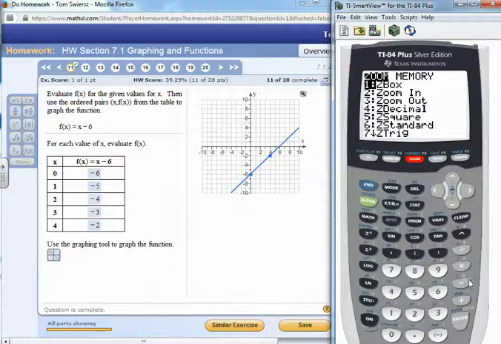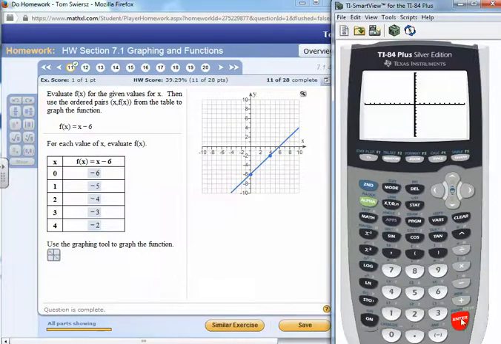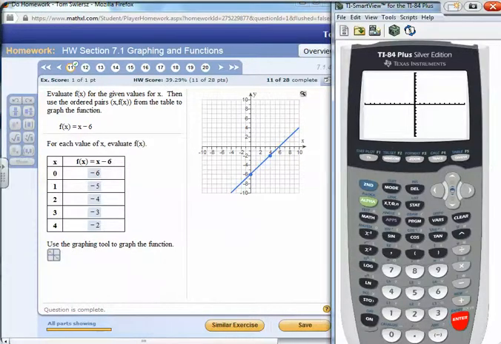So zoom standard: scroll down, use your down arrow key, highlight number 6, Zoom Standard, hit enter, and then you'll have from 10 to negative 10, and so on. Your viewing screen will indicate this far will be 10, that will be negative 10, this will be a positive 10, and this will be a negative 10 down here.